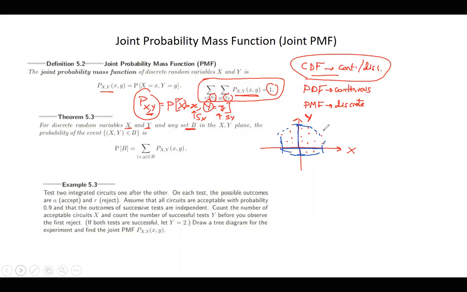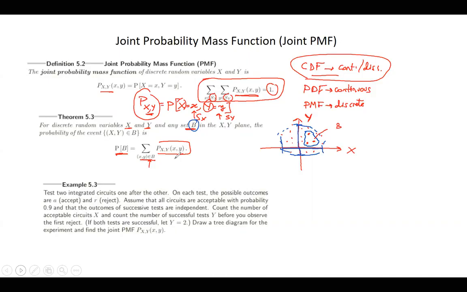Now we can define here a set B, let's say. B should be, for example, this region where we got 3 values. Okay. Here you see we got 3 values only. So we can define a B here. For this B, probability of B will be the summation of the joint PMF over all the values of X and Y within this B.